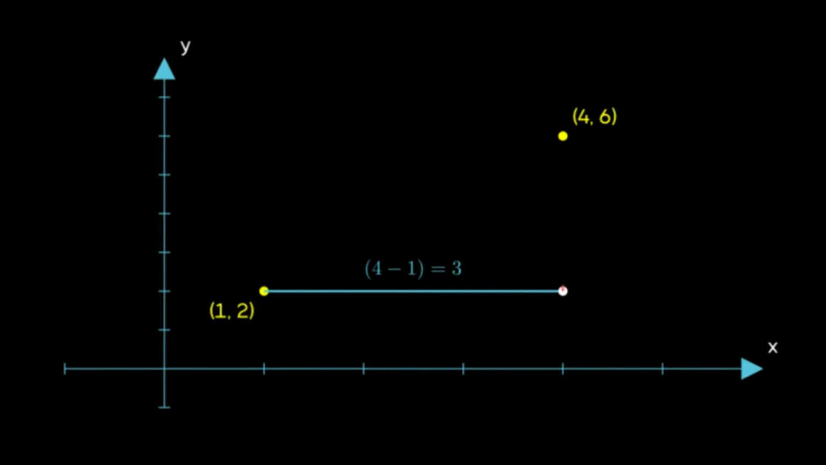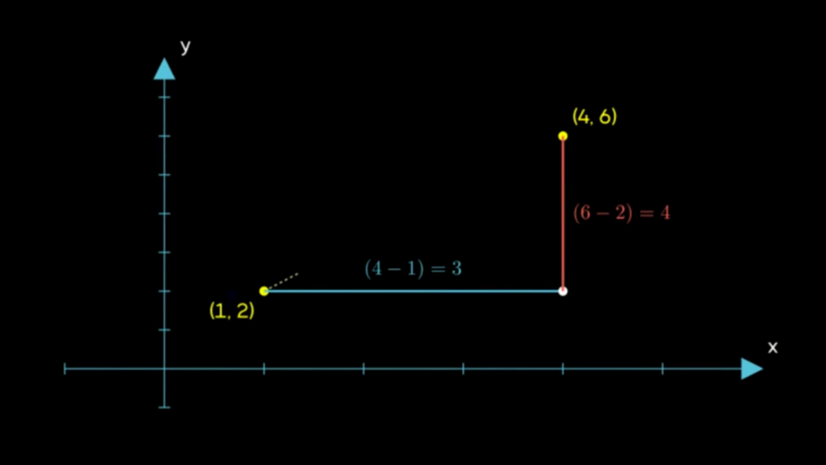Now from our horizontal endpoint, we need to move vertically to reach our destination point. We keep the x-coordinate fixed at 4, while changing only the y-coordinate from 2 up to 6. For this vertical distance, we subtract the y-coordinates. 6 minus 2 equals 4 units. This is our change in y, or delta y.